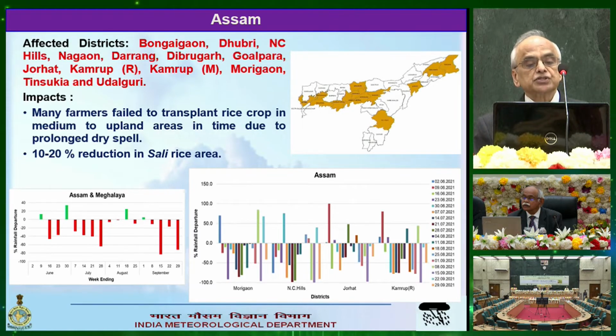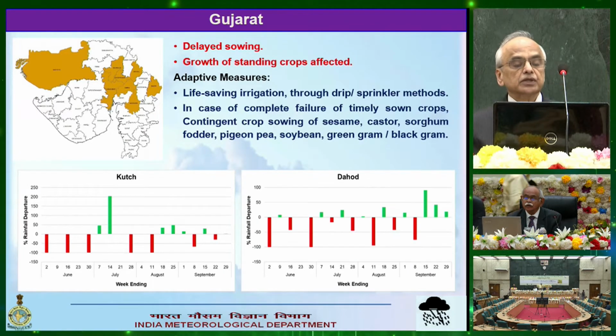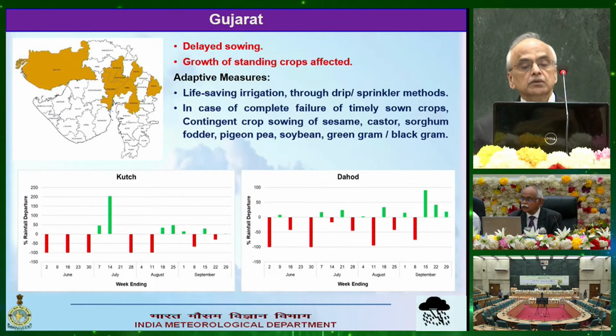And here a number of districts were written here: Bongaigaon, Dhubri, Hills, Nagaon, Darrang, Dibrugarh, Goalpara, Jorhat, Kamrup, Morigaon, etc. There are a lot of impacts. Many farmers failed to transplant rice crop in medium to upland areas in time due to prolonged dry spell, and 10 to 20% reduction in Sali rice area. Next state that is shown here is Gujarat. Again here also, because of the lack of rain, the sowing was delayed and the standing crops growth is affected.